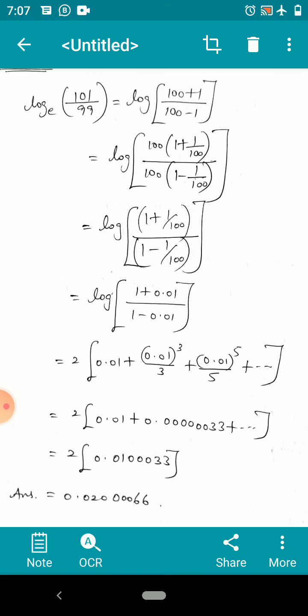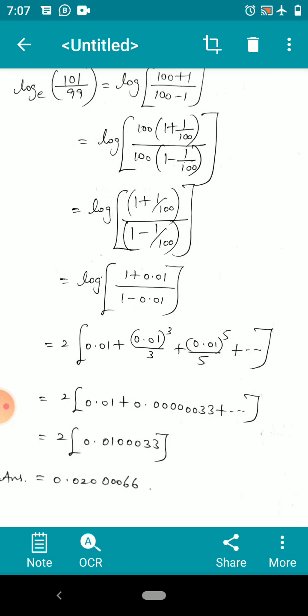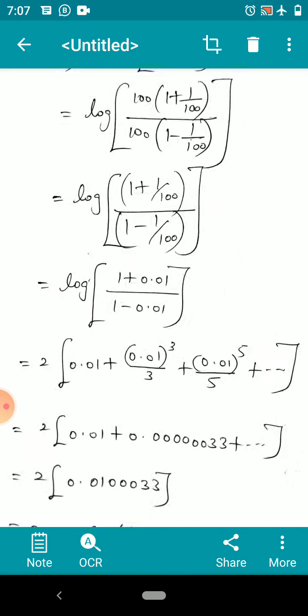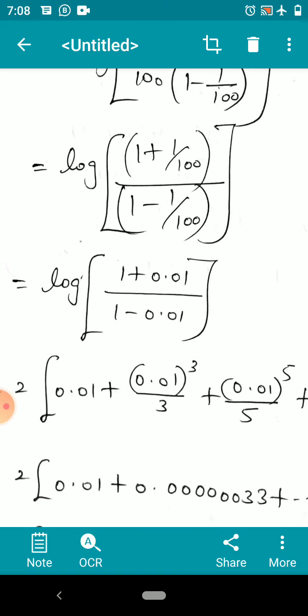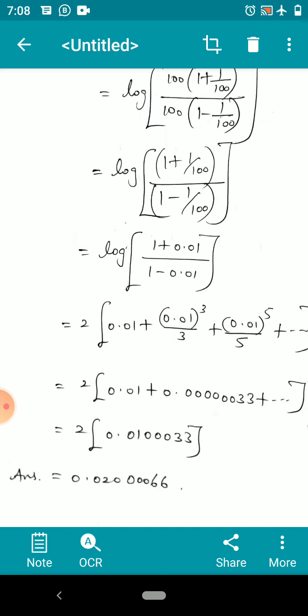After substituting we are getting 2 into (0.01 plus 0.01 cubed by 3 plus 0.01 to the power 5 by 5 and so on). So this is the formula we are having, right? The formula for log of (1 plus x) divided by (1 minus x), that is 2 into (x plus x cube by 3 plus x power 5 by 5 plus and so on). So there we are applying it, and we are getting the answer.